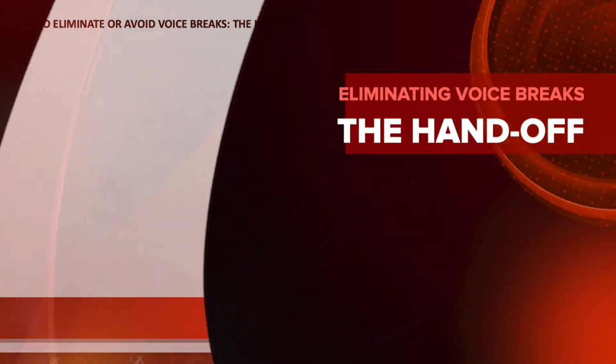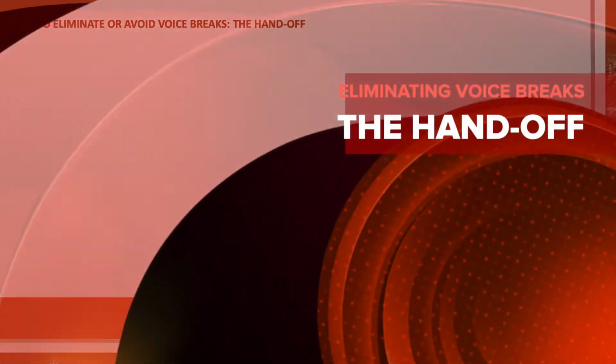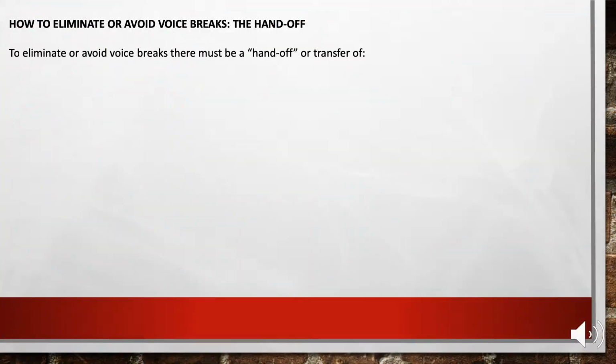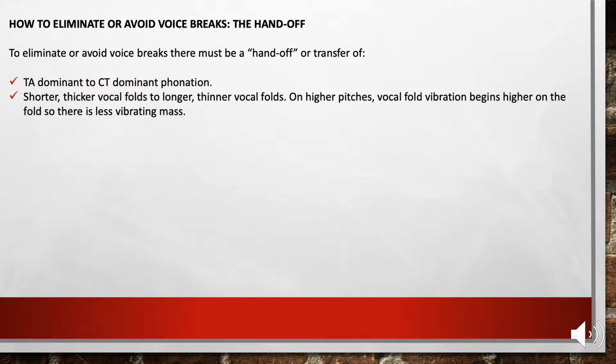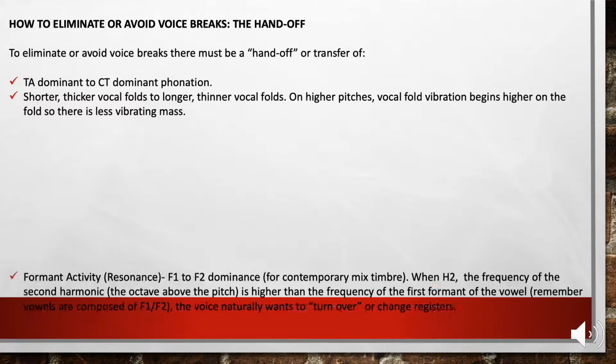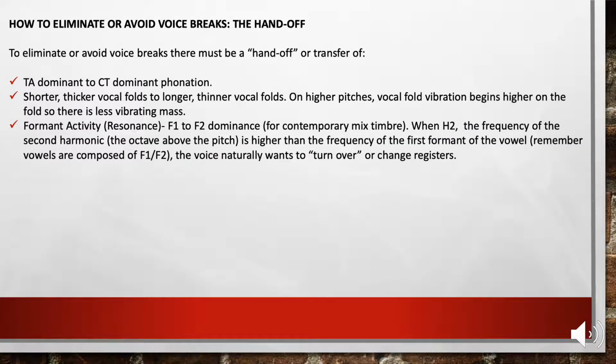How to eliminate or avoid voice breaks. The handoff. To eliminate or avoid voice breaks, there must be a handoff or transfer of TA dominant to CT dominant phonation. Shorter, thicker vocal folds to longer, thinner vocal folds. On higher pitches, vocal fold vibration begins higher on the fold, so there is less vibrating mass. There must be a handoff of formant activity or resonance. F1 hands off to F2 dominance, at least for the contemporary mixed singer.